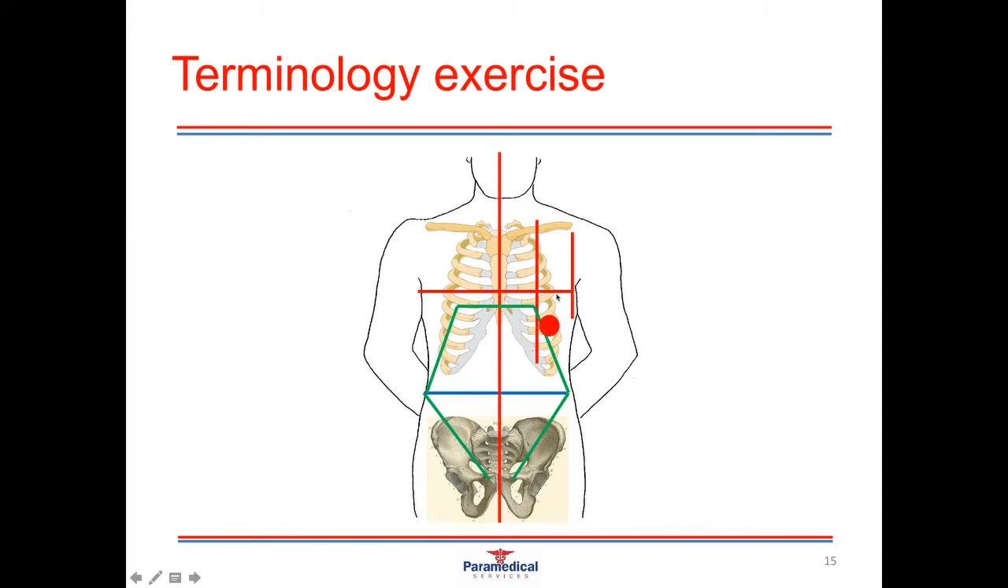So to document this, or to state this to another medical practitioner, I could say that the site of the injury was left-hand side of the chest, 1 centimeter lateral to the midclavicular line, and 3 centimeters inferior to the mid-nipple line, and that's where I'd be giving my exact location.